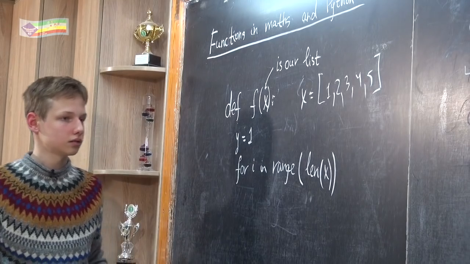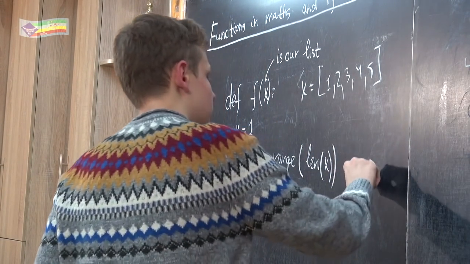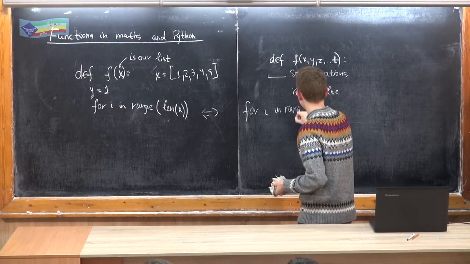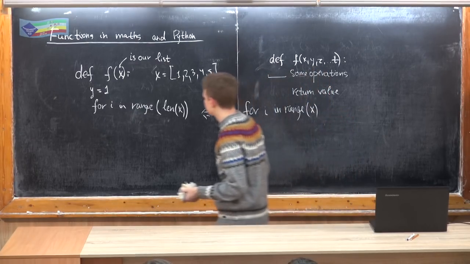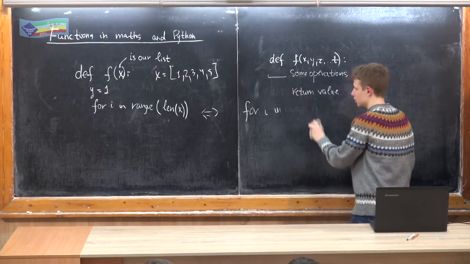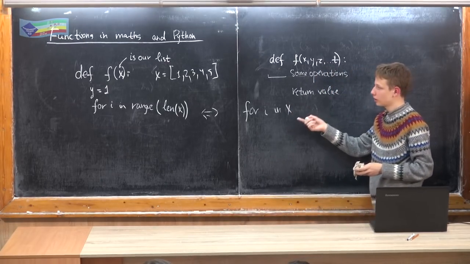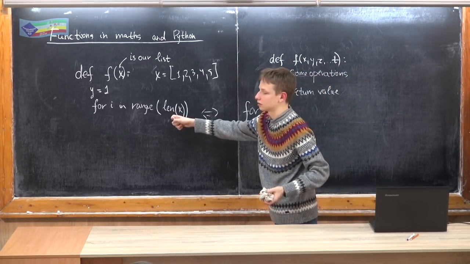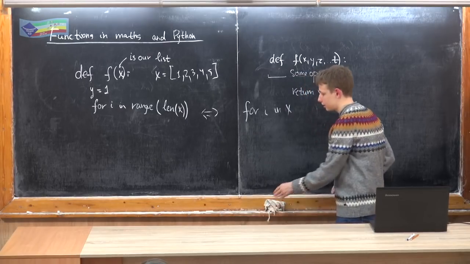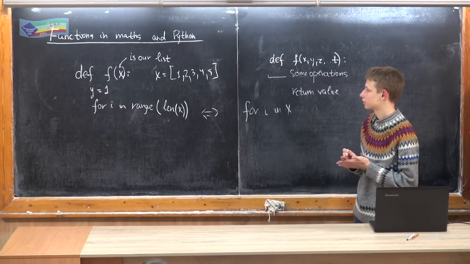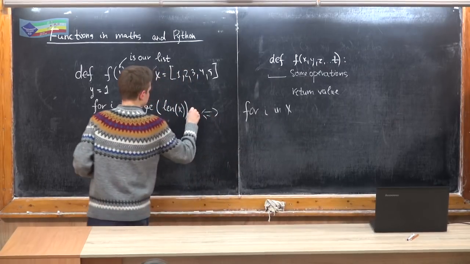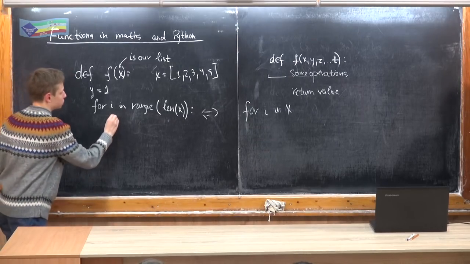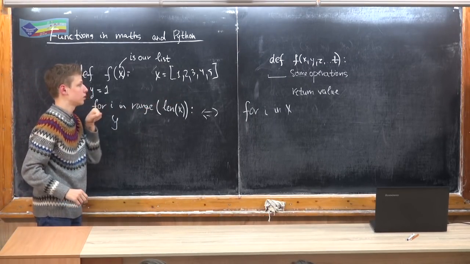Or alternatively, we can write for e in x, where we just loop through elements, or we can loop through indexes of elements. And sometimes it's more useful because sometimes we will need the index of elements or something else. And now we use double tab. Now we can multiply our 1 by all elements of the list.